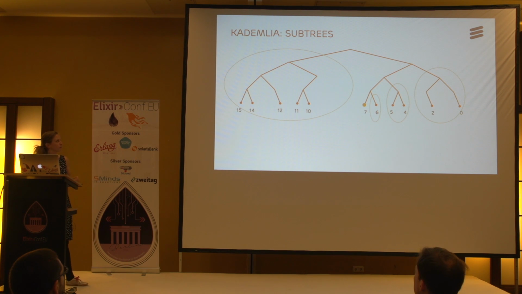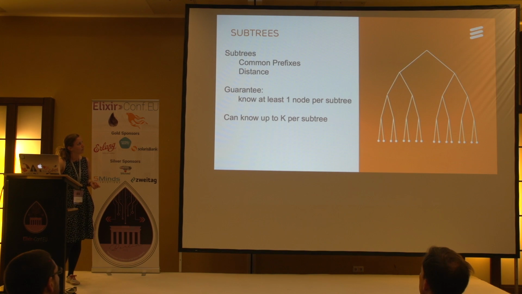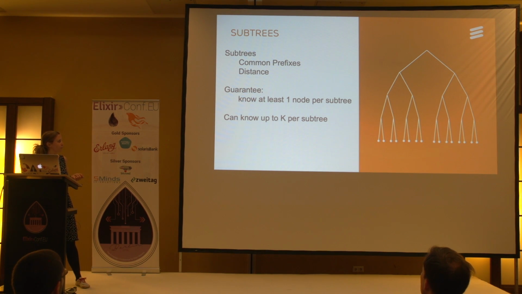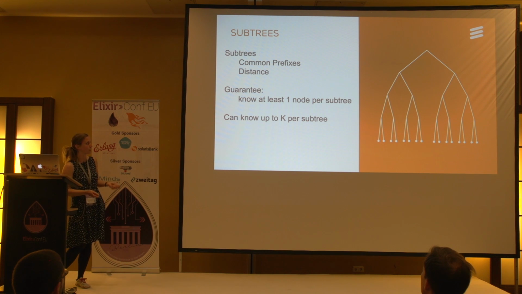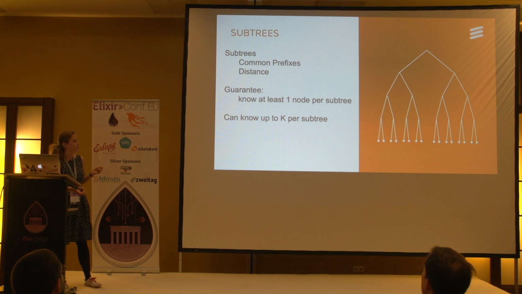And here is another example for node 7. You can see that its closest neighbor also gets its own little subtree, and the further away you get from node 7, the bigger the subtree you get, or the fewer common prefixes. So we have subtrees, and each node guarantees that it knows at least one node in each of its subtrees, and that builds up the routing table for each node. It can have up to k nodes per subtree, but always at least one. So the routing table doesn't grow infinitely, since we have this upper limit k as well.